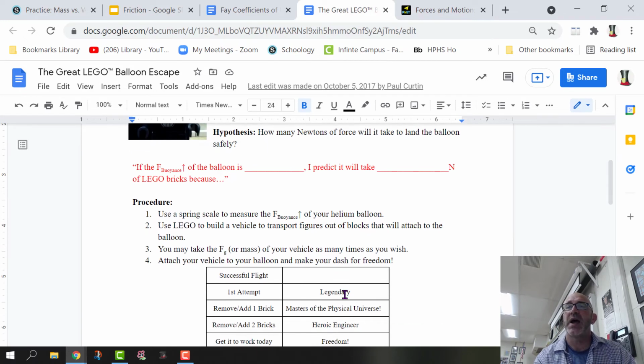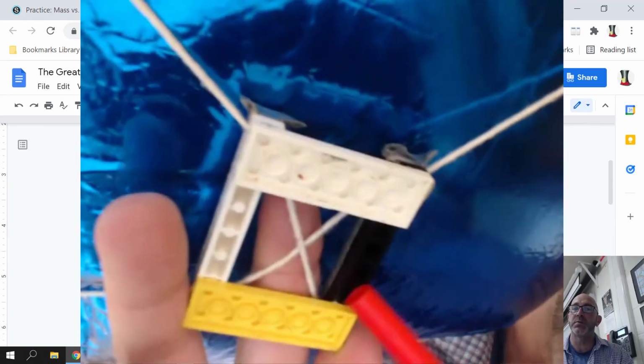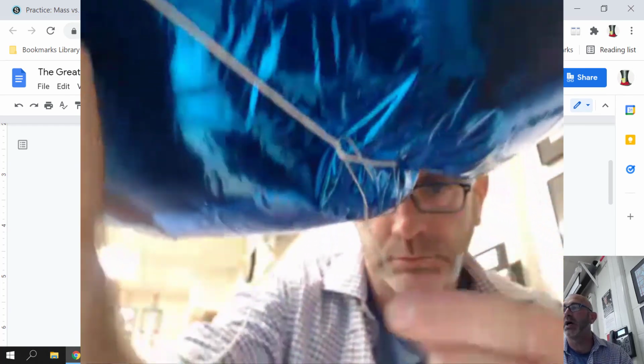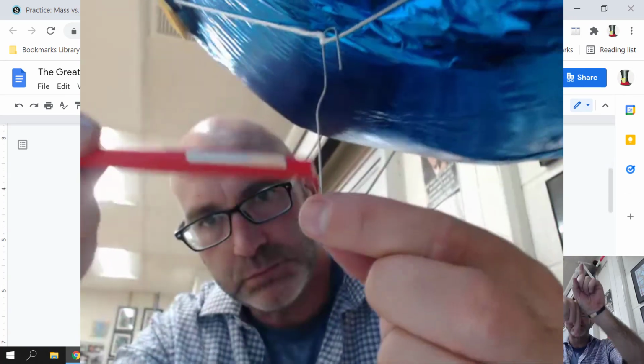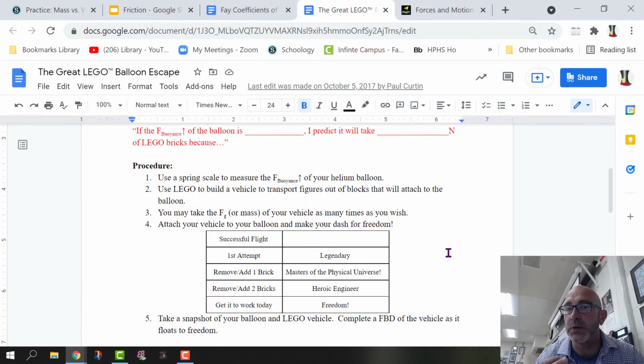So, okay, I will have already labeled the balloons with what their force buoyancy is. Your job and your partner's job is to build a vehicle that you can attach either by plugging it into the Legos or hooking it onto the paper clip. And you can attempt to get it so that that vehicle and balloon hover or float or are in equilibrium in the middle of the room.